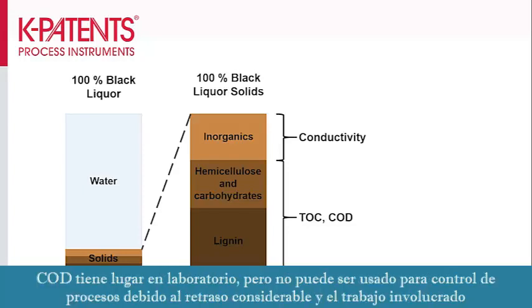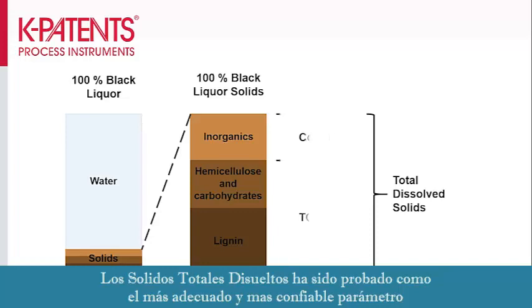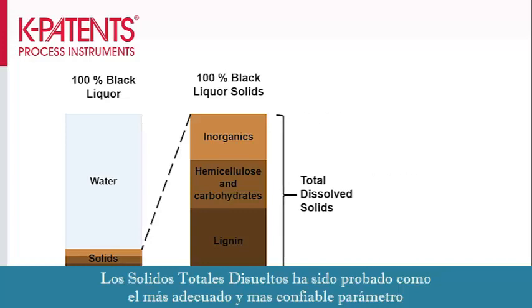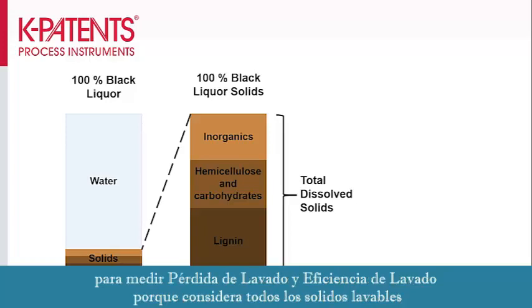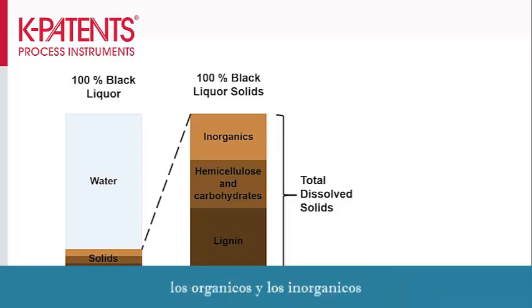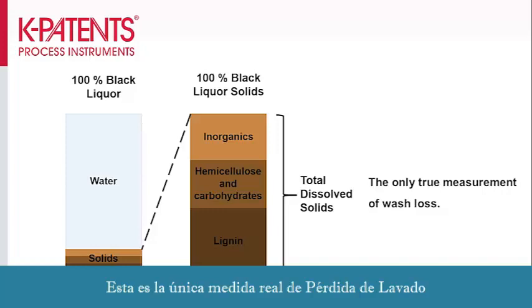COD has its place in laboratory, but it cannot be used for process control due to the considerable delay and labor involved. Total dissolved solids has proven to be the most suitable and most reliable parameter for measuring wash loss and washing efficiency, because it considers all washable solids, the organics and the inorganics. This is the only true measurement of wash loss.